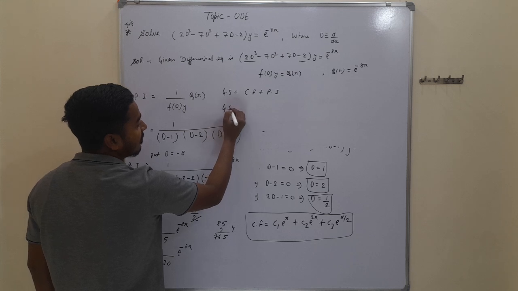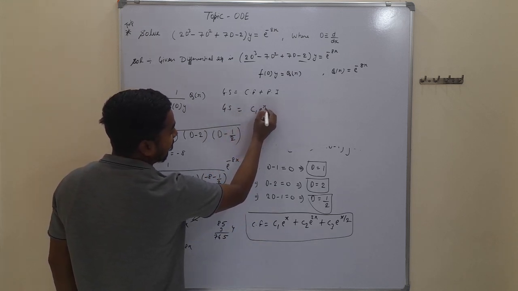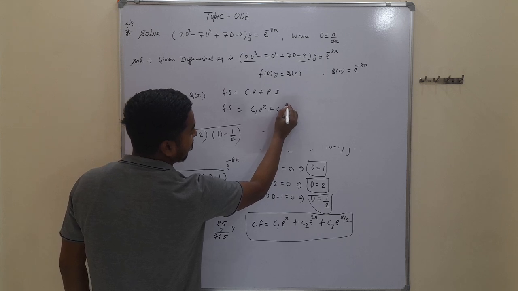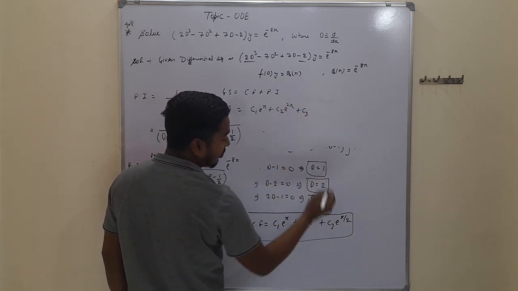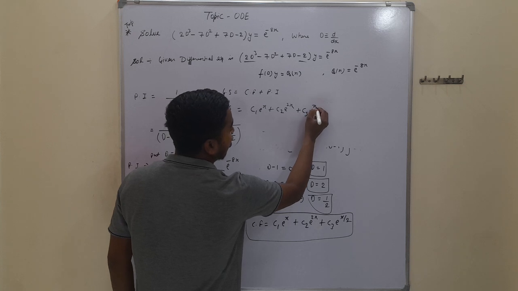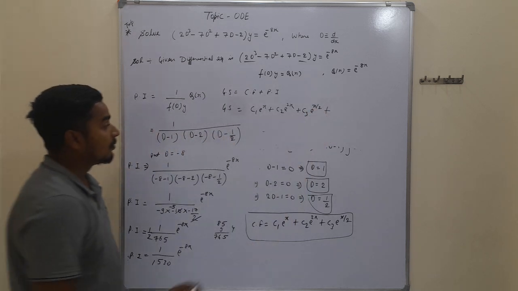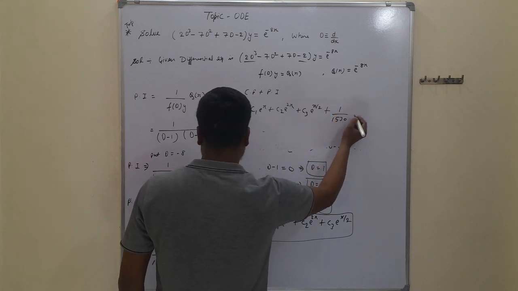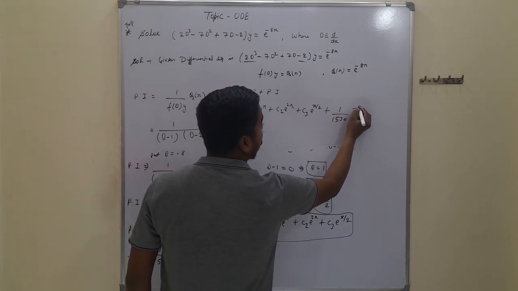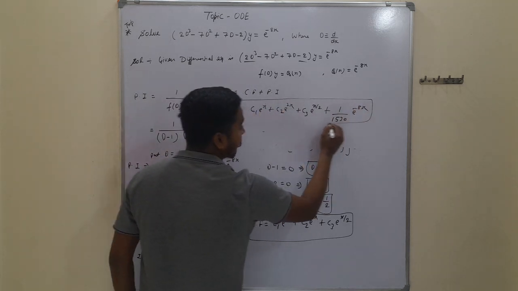Here the general solution: the complementary function is c1 e to the power of x plus c2 e to the power of 2x plus c3 e to the power of x by 2, and the particular integral we calculated here, 1 upon 1530 into e to the power of minus 8x. This is the required solution of the given differential equation.